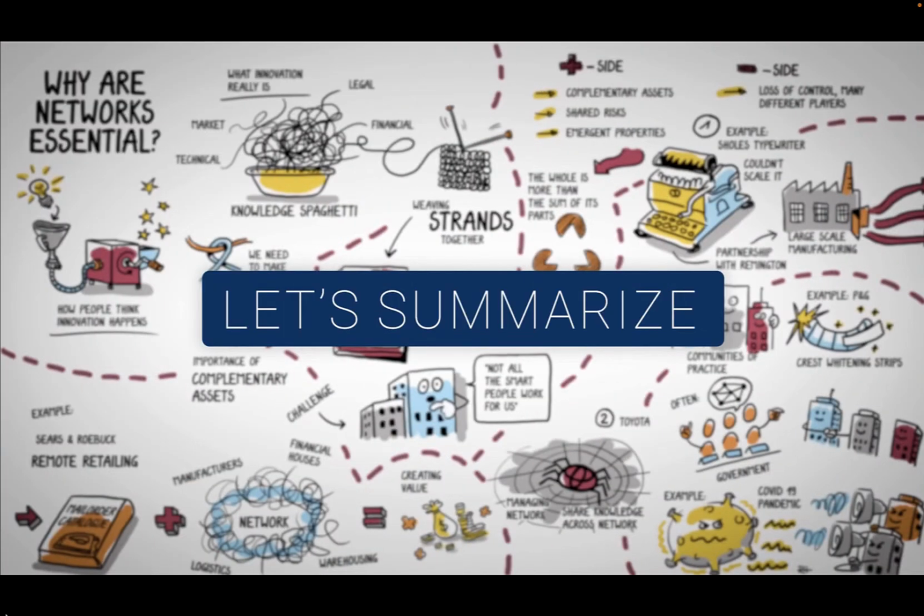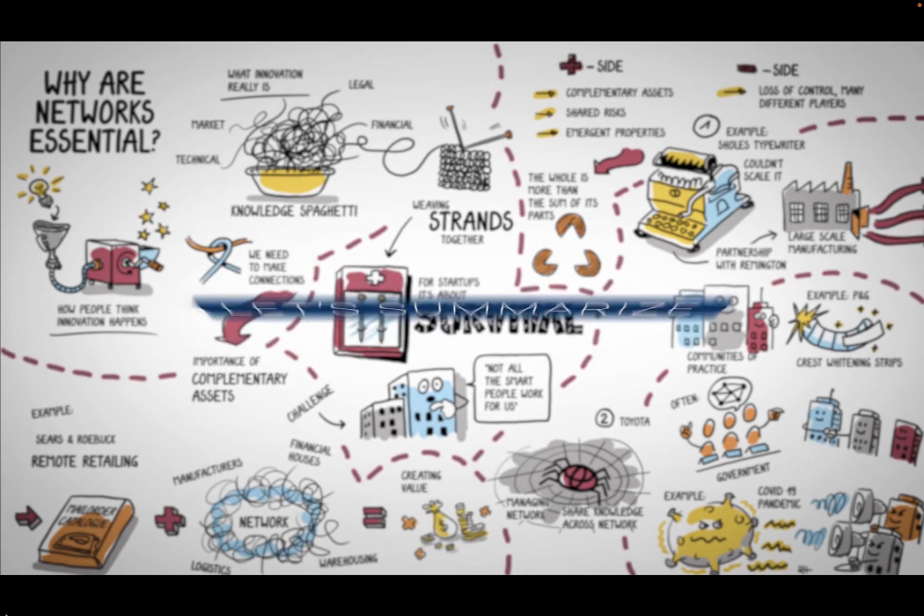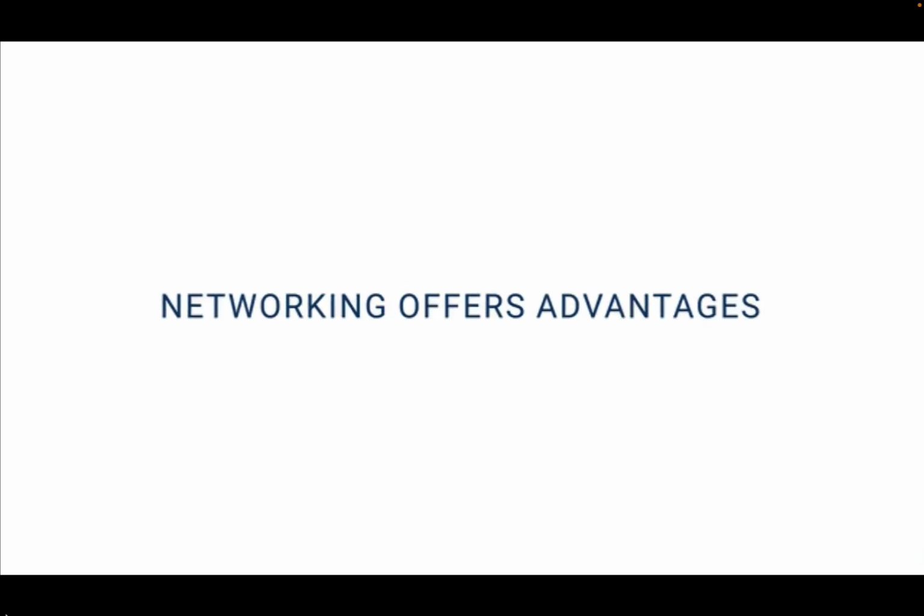So let's summarize where we've been in this film. Innovation involves knowledge spaghetti, different strands of knowledge held by different people inside and outside the organization, woven together to create value. Networking offers advantages like access to complementary assets, risk sharing, and emergent properties. But it has downside costs in terms of control and the need to build working relationships across the network.